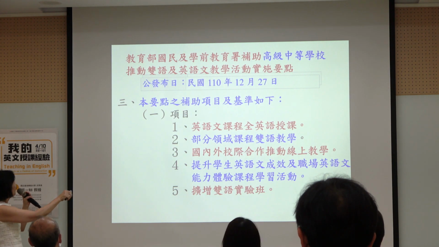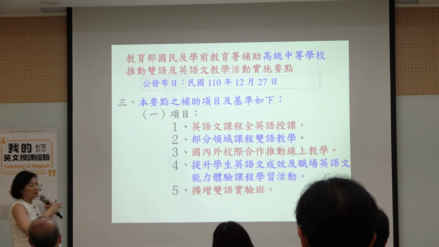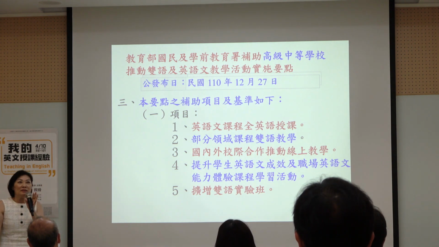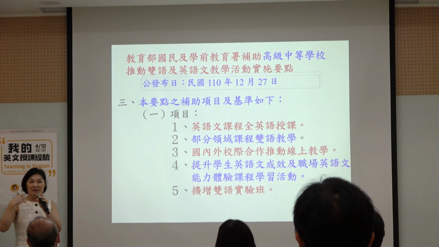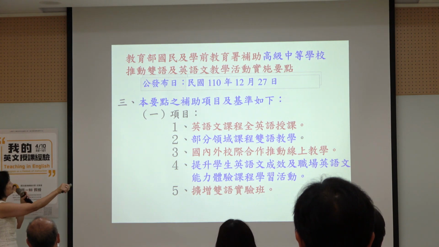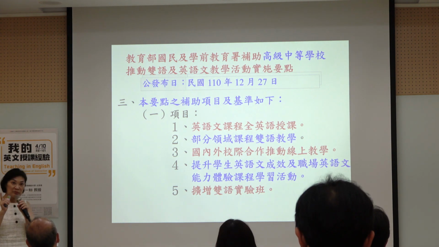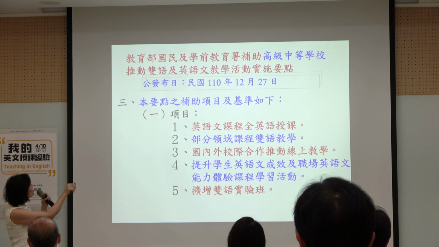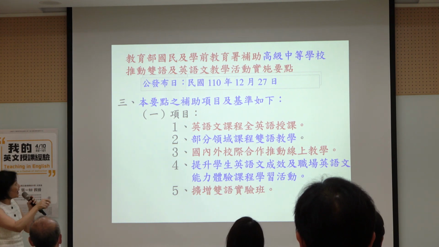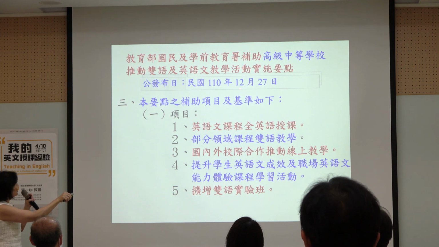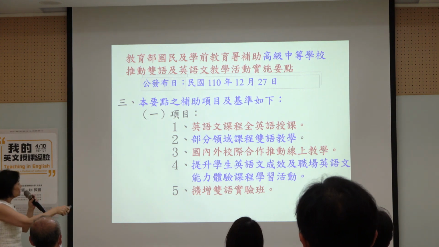So this is the one I can read in Chinese, so I can see that. This is what happened in the policy. The MOE announced in 2021 that high schools have to use bilingual teaching. That's for high school, not for university.